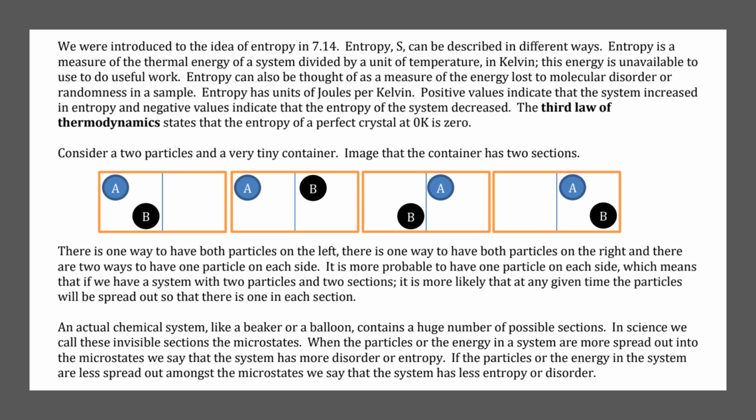In an actual system though, like a beaker or balloon, you can have a huge number of possible sections. We call these microstates. When the particles or energy in a system are more spread out into the microstates, we can say that there is more disorder or entropy. The closer they are, the less spread out they are, we can say that there is less entropy or disorder.